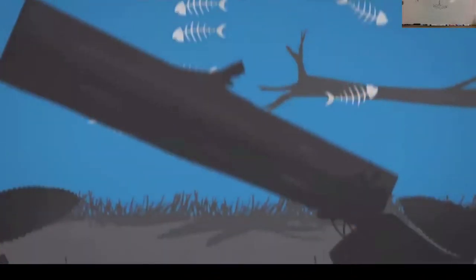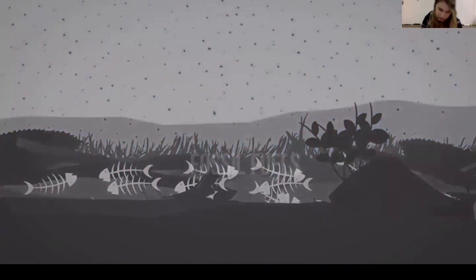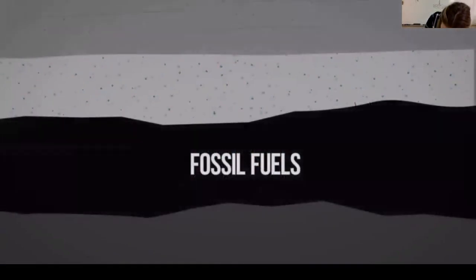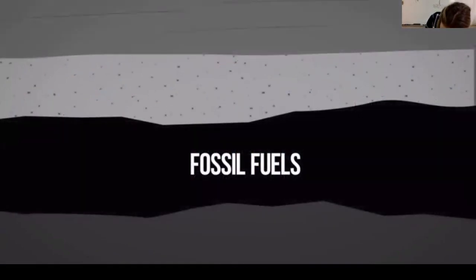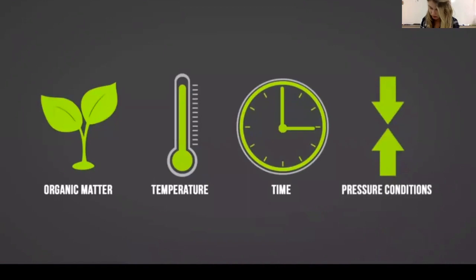As they died, they sank to the bottom of swamps and oceans and over millions of years started decomposing under layers of sand, clay, and other minerals. Different types of fossil fuels formed depending on the combination of organic matter, temperature, time, and pressure conditions while decomposing.